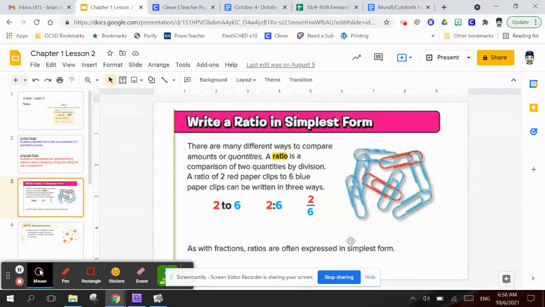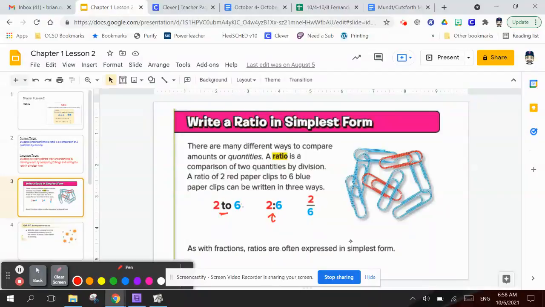2 to 6 using the word "to," writing it with the 2 dots in between. Again, that's a comparison, and also writing it as a fraction. We also want to make sure that we put these in simplest form.